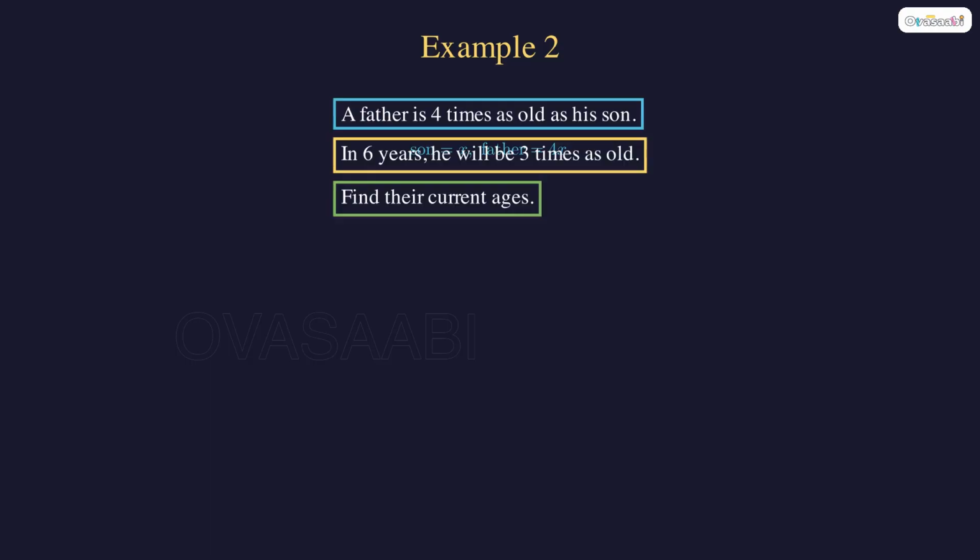Example 2, a bit harder. A father is 4 times his son's age. In 6 years he'll be only 3 times as old. Let the son's age be x, so the father's age is 4x.